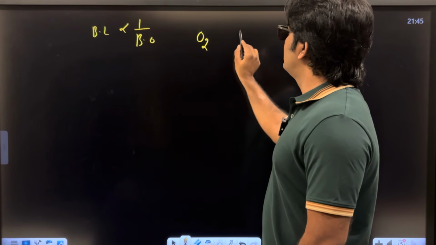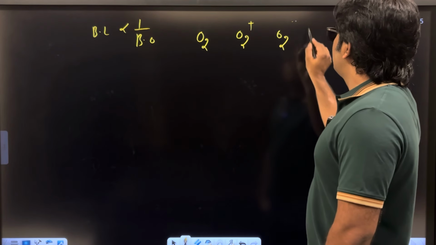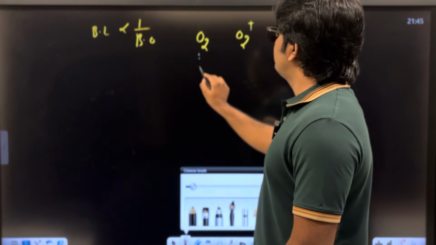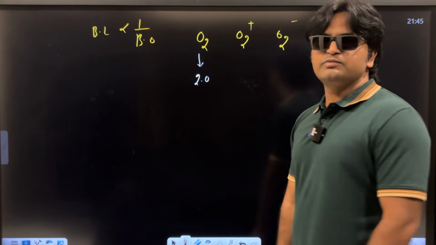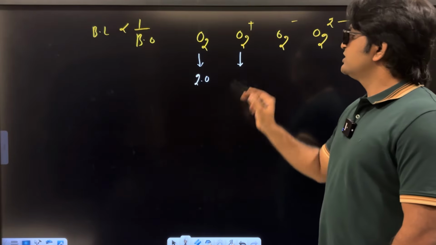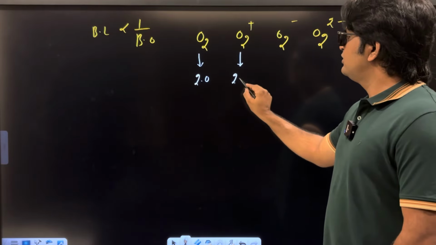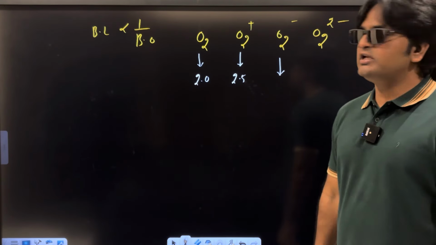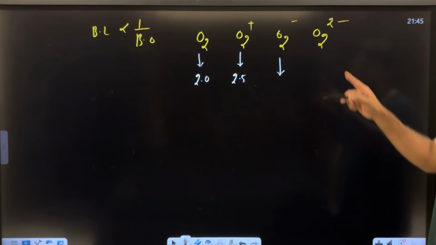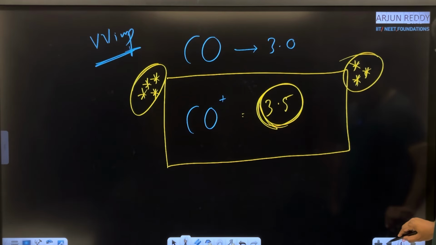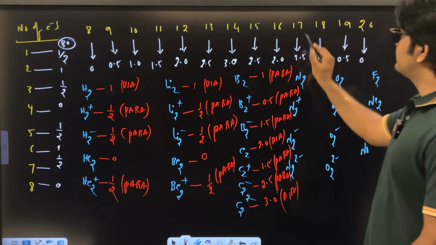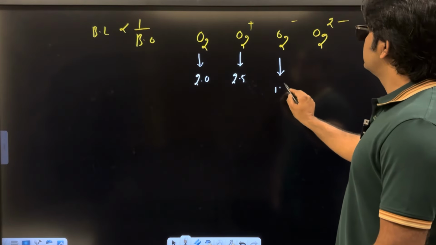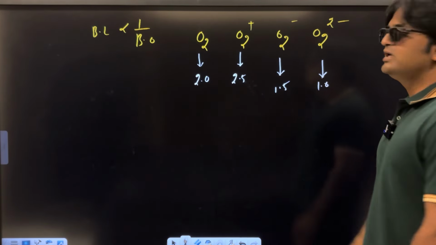For example, if they are giving O2, O2 plus, O2 minus and O2 2 minus. First I am going to write the bond order. What is the bond order of O2? 2.0, a 16 electron species. And O2 plus means 15 electrons. What is the bond order value? 2.5. Next one, O2 minus, how many electrons? 16 plus 1, 17 electrons. What is the bond order value for 17 electrons? 1.5. Next one, 18 electrons, 1.0 is the bond order.